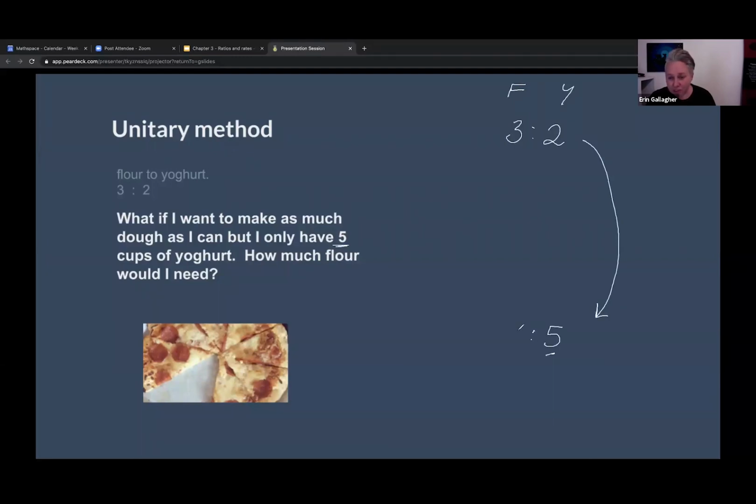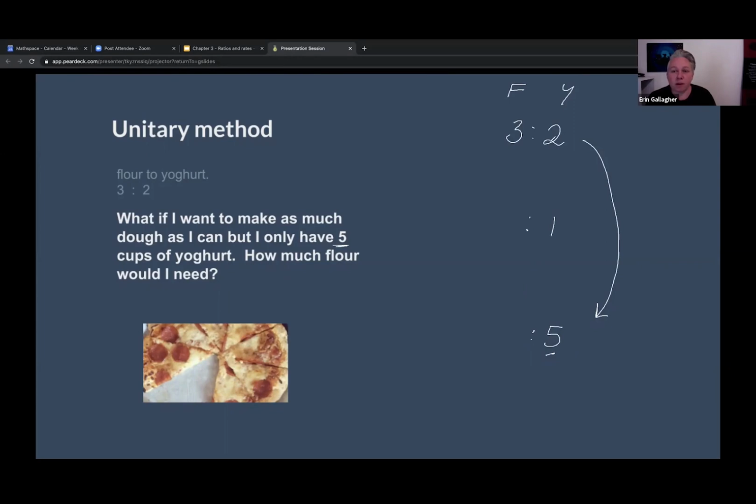And this is pretty much exactly the same process that we used last week for unitary method for percentages. The easiest way to get from one place to another is via the unit, or via the number 1. Okay. If I know how much flour I need for 1 cup of yogurt, I can work out how much flour I need for any number of cups of yogurt. That's the easiest way. There are a couple of ways to do it, but we're going to just look at this unitary method for now.